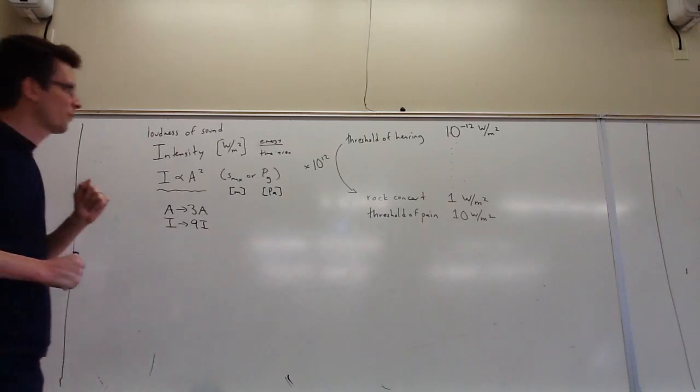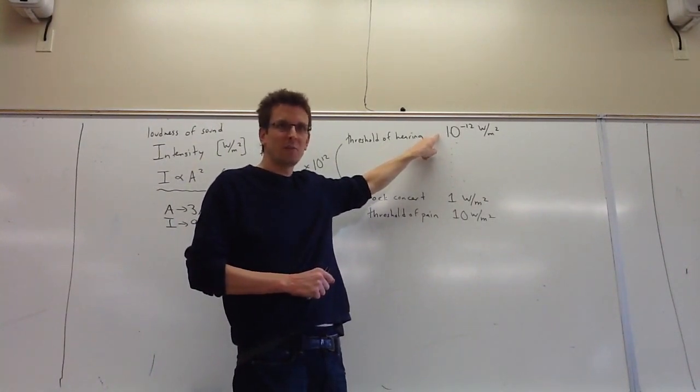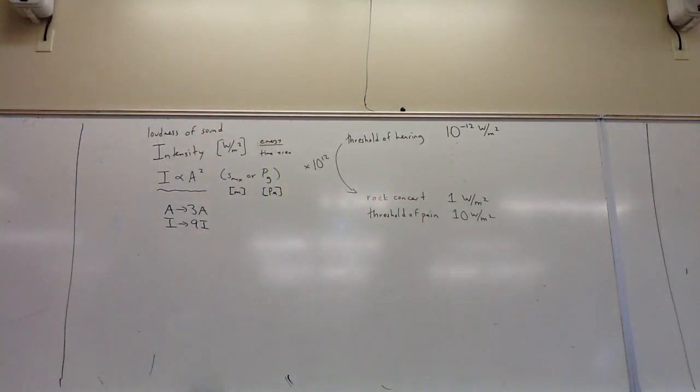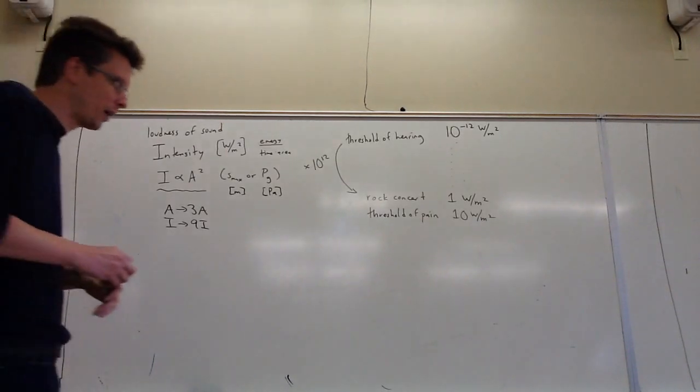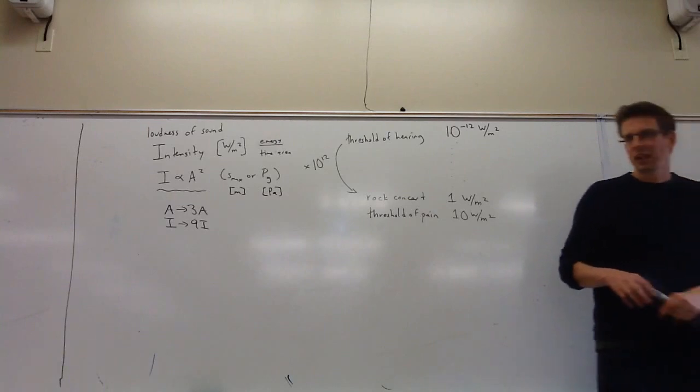So you can't tell the difference between 1 times 10 to the minus 12 and 1.1 times 10 to the minus 12. Those two sound about the same. But you can tell when you go from 10 to the minus 12 to, say, 10 to the minus 11 or 10 to the minus 10, right? You can tell. You have a much more rough experience with sound. And that's where the decibel scale comes in, okay?